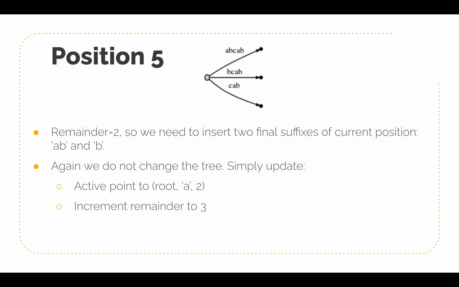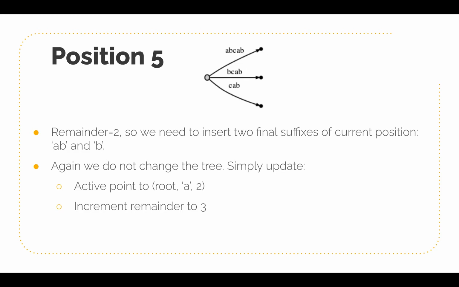We simply update the active point to root A2. Same node and edge as before, but we now point behind the B. And increment the remainder to 3 because we still have not properly inserted the final edge from the previous step, and we don't insert the current final edge either.